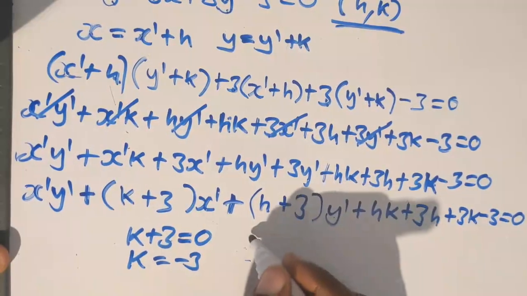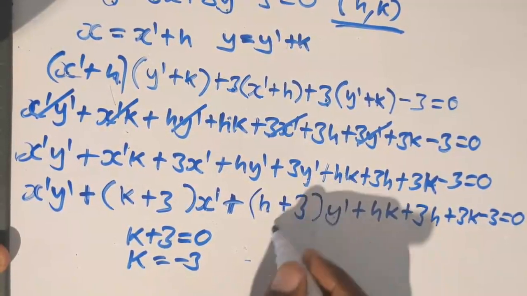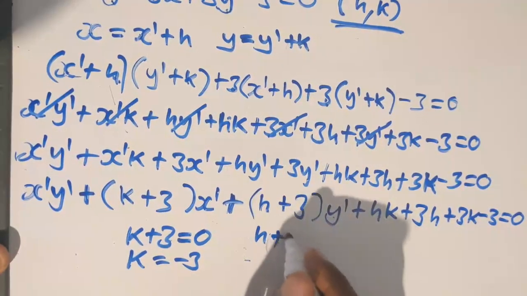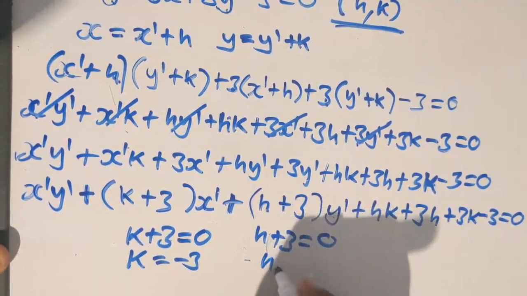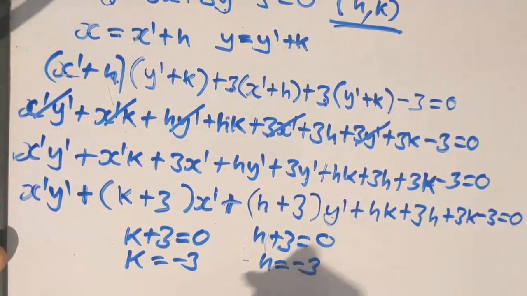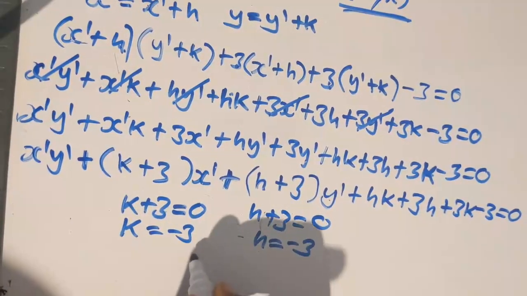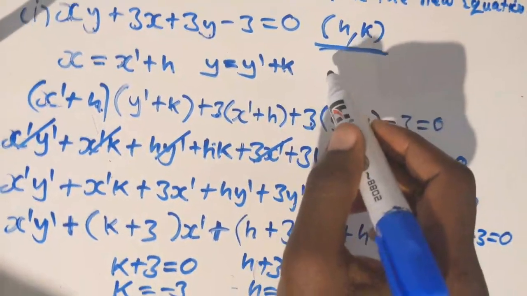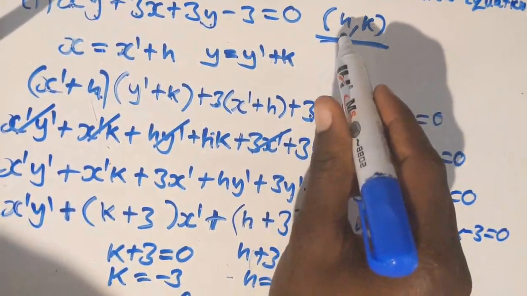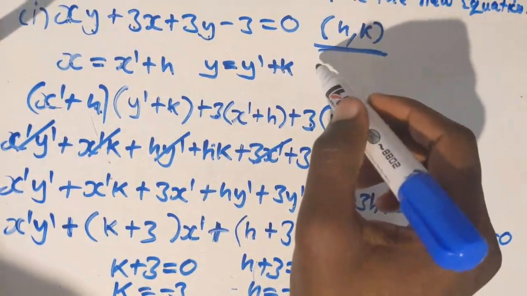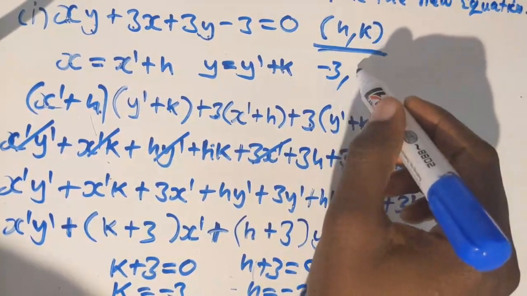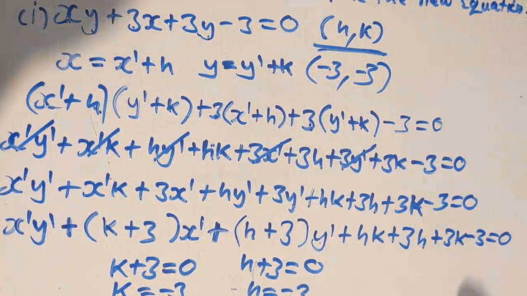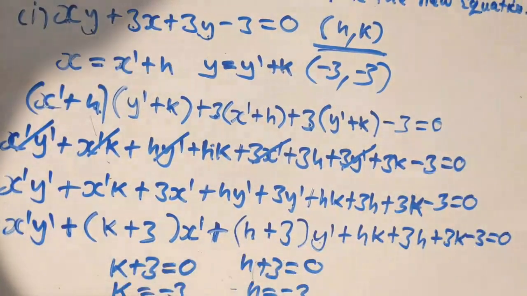The same applies when you come to y prime. You say h plus 3 is equal to 0, then h is equal to negative 3. So you know that h is negative 3 and k is negative 3, meaning that the center is negative 3, comma negative 3. So this is the center, the point you were looking for. That is how you find the point.